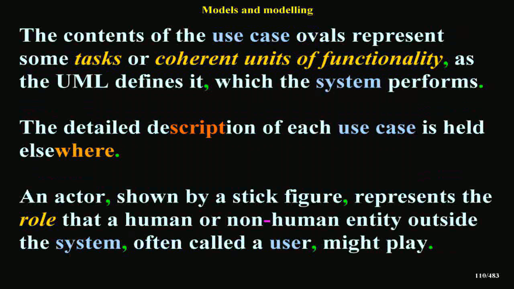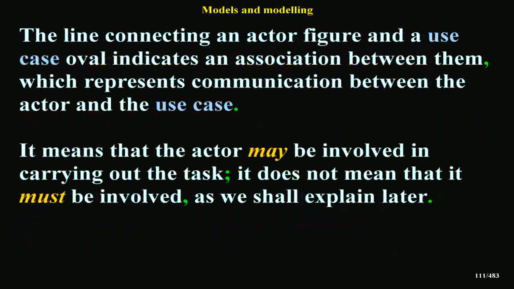The contents of the use case ovals represent some tasks or coherent units of functionality, as the UML defines it, which the system performs. The detailed description of each use case is held elsewhere. An actor, shown by a stick figure, represents the role that a human or non-human entity outside the system, often called the user, might play. The line connecting an actor figure and a use case oval indicates an association between them, which represents communication between the actor and the use case. It means that the actor may be involved in carrying out the task. It does not mean that it must be involved, as we shall explain later.